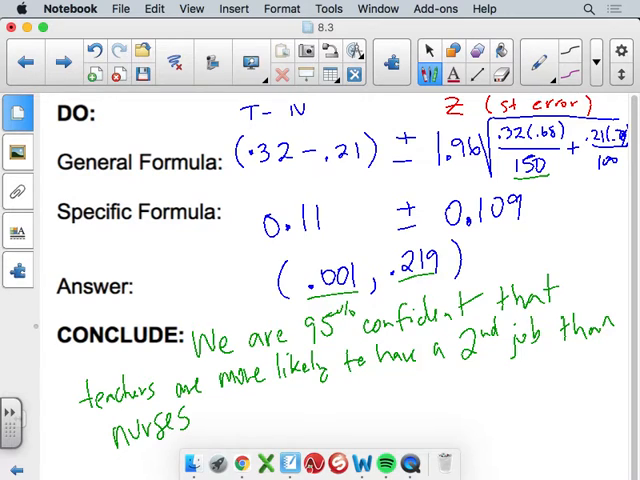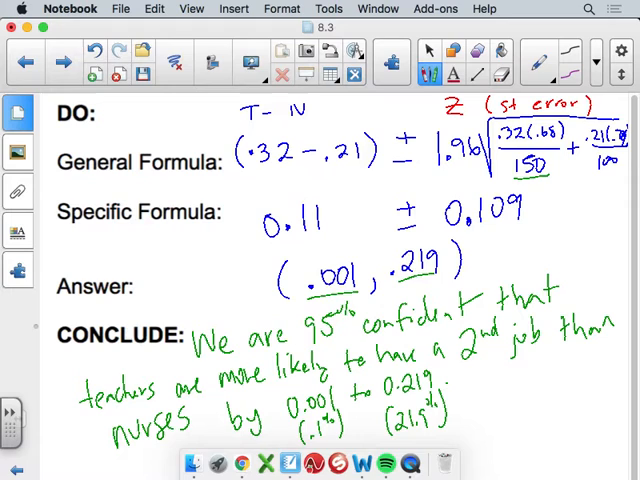Okay. The nurses by, and you can say the decimal or the percent. So by 0.01, or you could have said 0.1%, to 0.219, 21.9%. So this does provide convincing evidence that teachers are more likely to have a second job than nurses. Maybe not by a very high percent. It could be 0.1%, but they are more likely. So we can conclude that it's true.